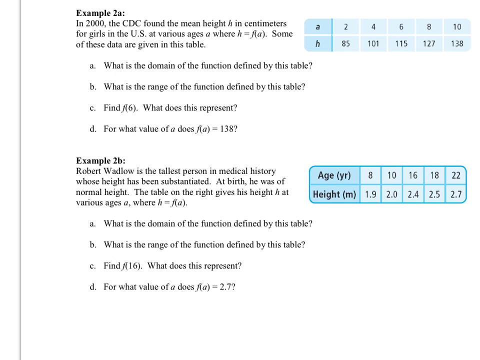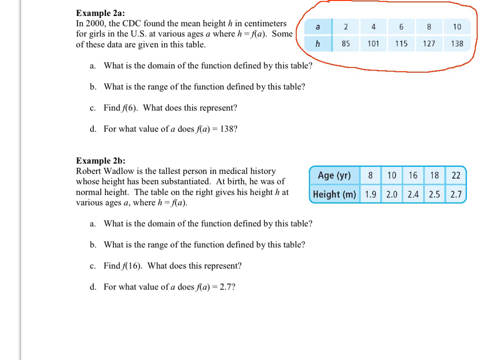So example 2a. In 2000, the CDC found the mean height h in centimeters for girls in the U.S. at various ages a, where h equals f of a. Some of these data are given in this table. You can see the table over on the right. Here's the table. You have A values 2, 4, 6, 8, and 10, and H values of 85, 101, 115, 127, and 138.